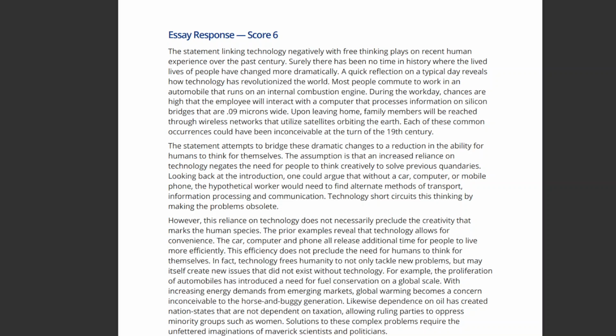The assumption is that an increased reliance on technology negates the need for people to think creatively to solve previous quandaries. Looking back at the introduction, one could argue that without a car, computer, or mobile phone, the hypothetical worker would need to find alternate methods of transport, information processing, and communication. Technology short-circuits this thinking by making the problems obsolete.